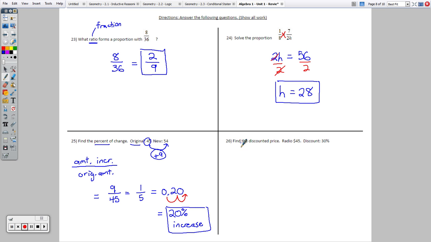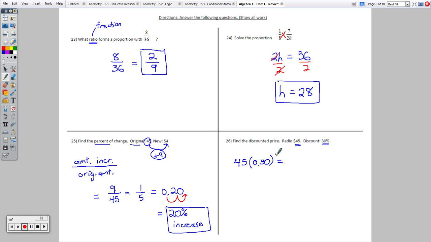Number 26, find the discounted price. If you have a radio that is being sold for $45 and there's a discount of 30%, we need to find what's 30% of that number and subtract it from that number. So first of all, what's 45 times 0.30? That's what 30 is as a decimal. You could just say 0.3. That would be fine as well.